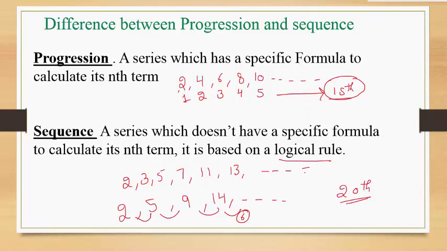But this is not a progression, because in progression we have 3 types of progression. First one is arithmetic progression, that is our chapter name. Then we have geometric progression, this is class 11th topic. And the third one is harmonic progression. Both these 2 chapters we will discuss in class 11. First is arithmetic progression, that is our chapter 5th.